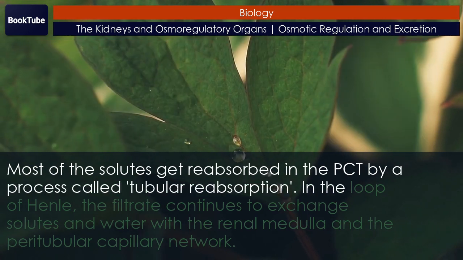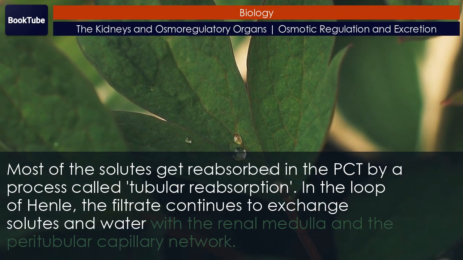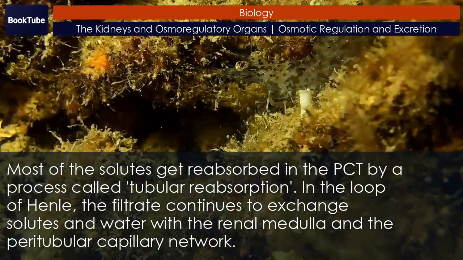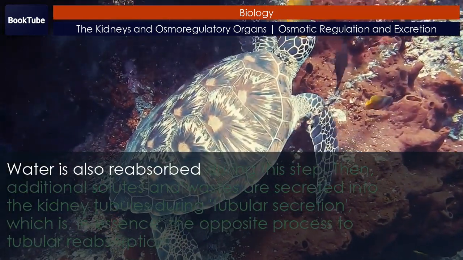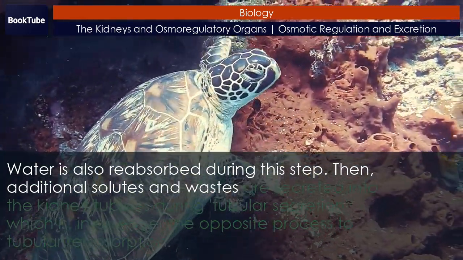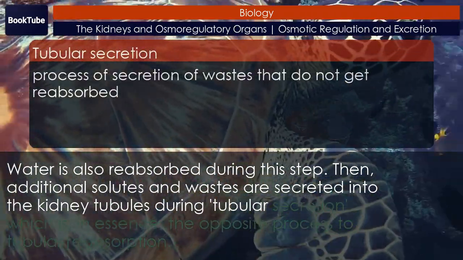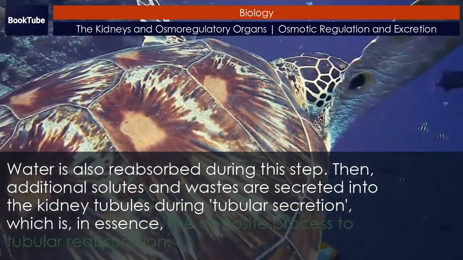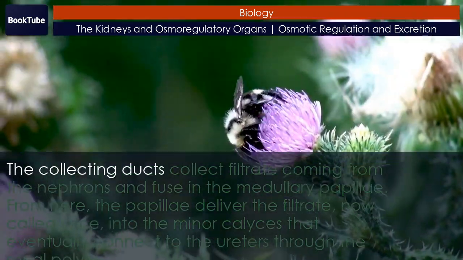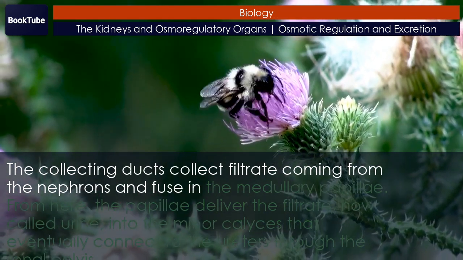In the loop of Henle, the filtrate continues to exchange solutes and water with the renal medulla and the peritubular capillary network. Water is also reabsorbed during this step. Then, additional solutes and wastes are secreted into the kidney tubules during tubular secretion, which is, in essence, the opposite process to tubular reabsorption. The collecting ducts collect filtrate coming from the nephrons and fuse in the medullary papillae.